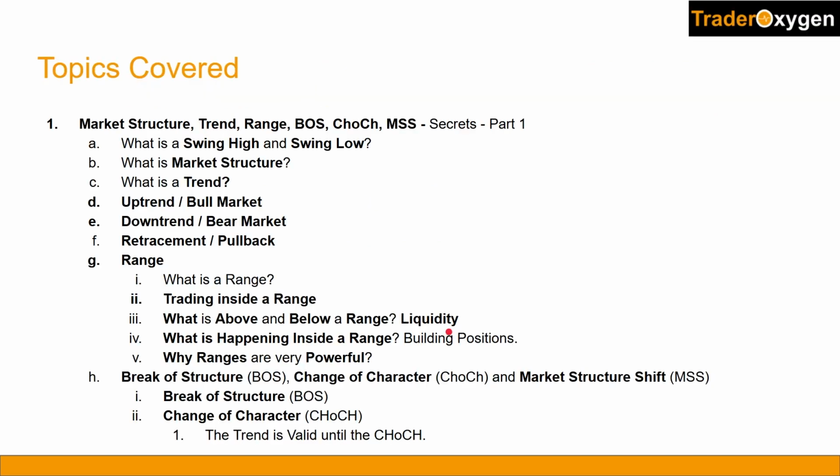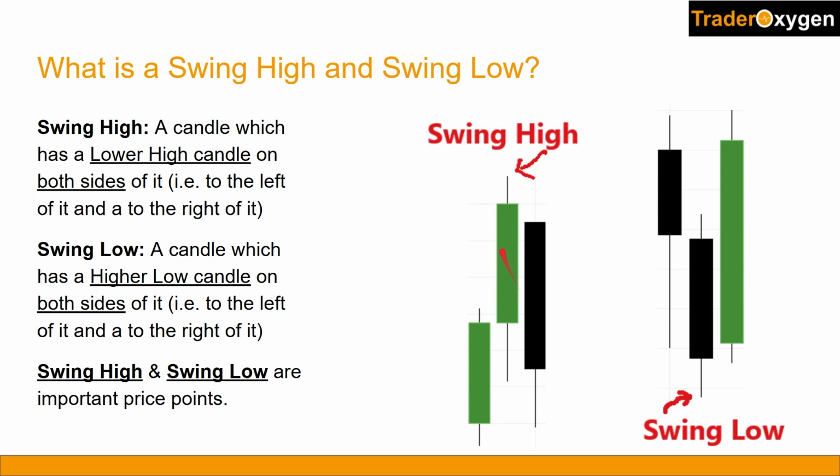These are the topics we'll be covering in this section. So, what is a swing high? A swing high is a candle which has a lower high candle on both sides of it. So, it's a lower high candle here compared to this candle. What that means is this candle's high is lower than this candle's high. This candle's high is lower than this candle's high. I'm talking about the price. So, this is a swing high candle.